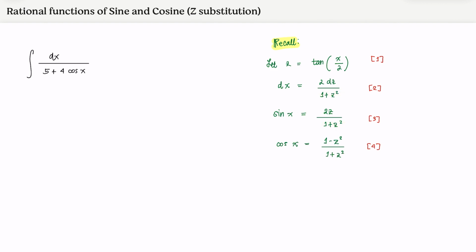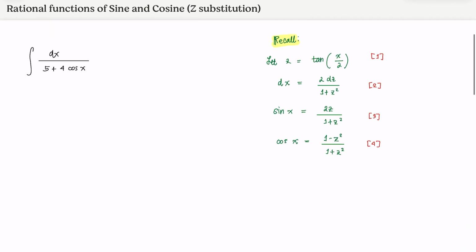Now, when is z substitution used? Z substitution is used for rational functions of sine and cosine. It means if you have some integral containing, say, a plus b, where a plus b is a function of sine and cosine. In this specific example, we have to integrate the integral of dx all over 5 plus 4 cosine of x. To do this, we are going to use the z substitution.